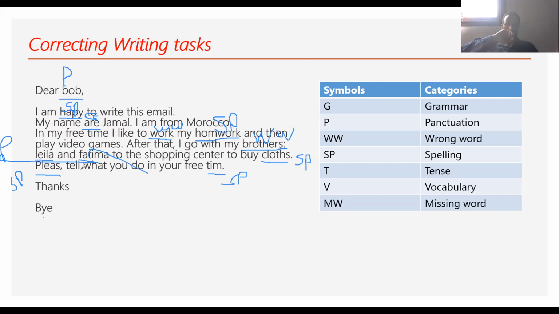And then we have a grammar mistake. What do you do in your free time? Question mark. Oh no, we can't say what you do. It's correct. You can use it. What you do is a statement. What do you do is a question, so it's correct. Okay, good. Now we have a missing word.